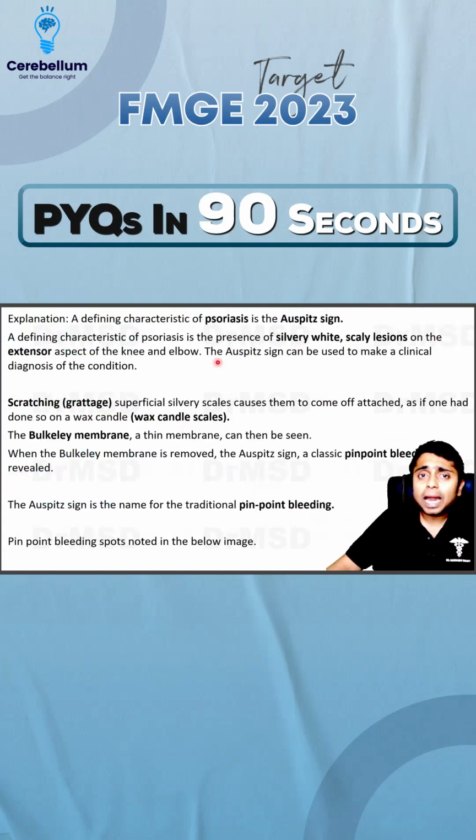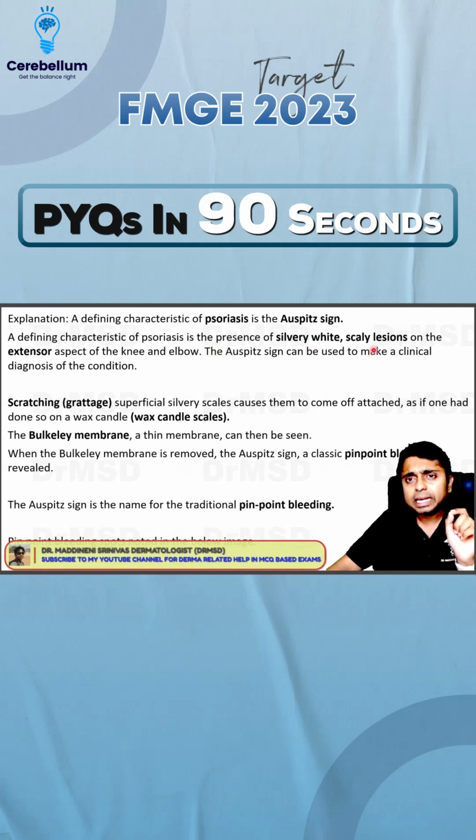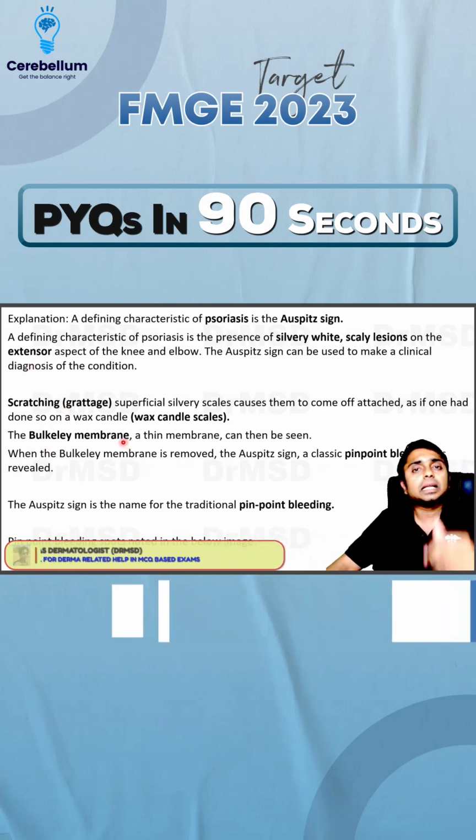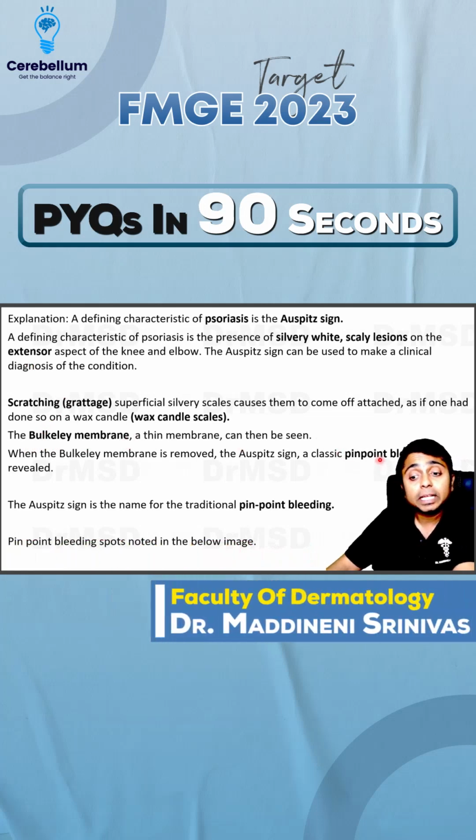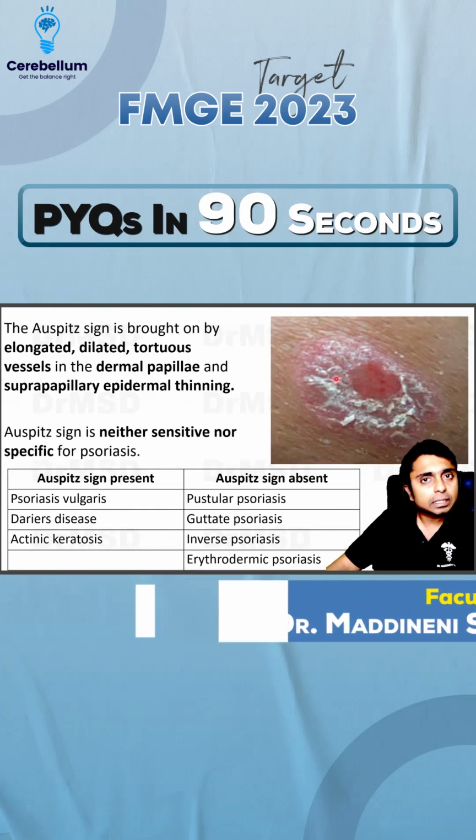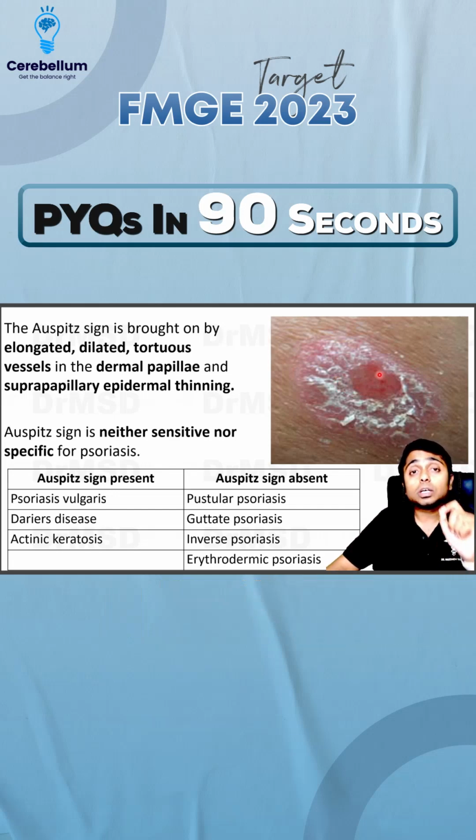Very good. And remember, psoriasis is a papulosquamous disorder in which we can see silvery white scaly lesions predominantly over the extensor aspect. If we take a glass slide and scrape off this scaling, we can see a bulkless membrane. If we remove this bulkless membrane, then we can see pinpoint bleeding spots. As you are able to see in this image, this is referred to as Auspitz sign positivity.